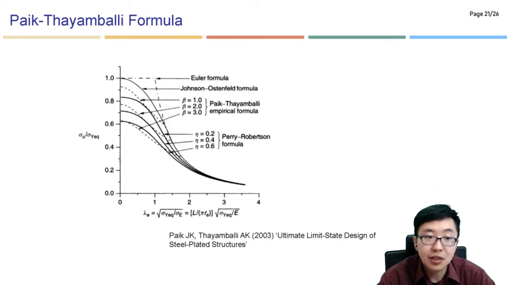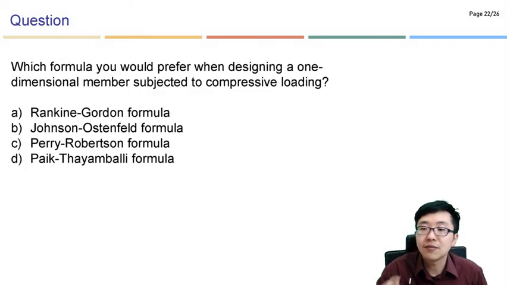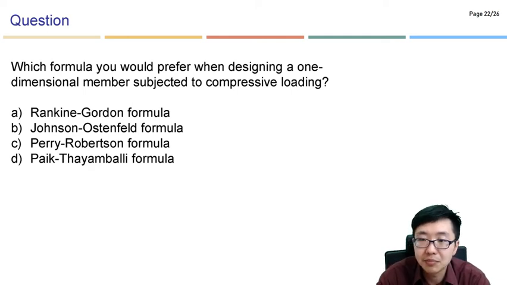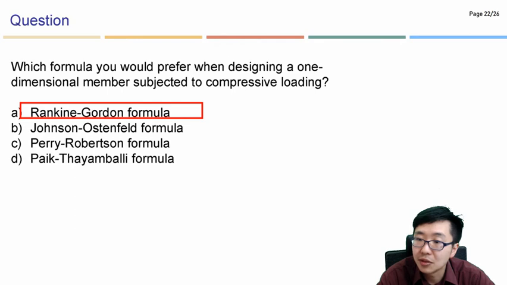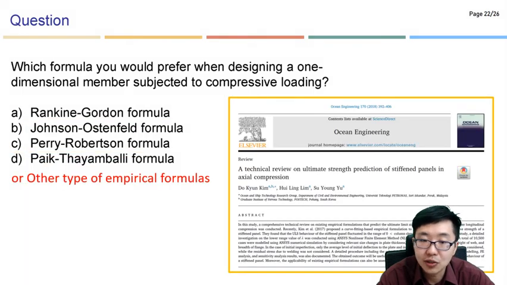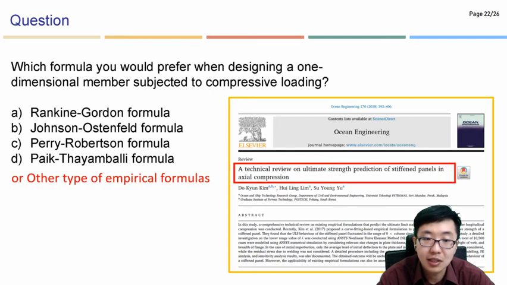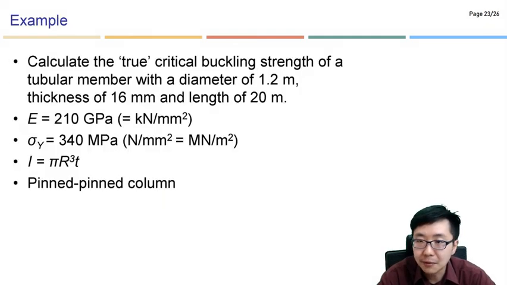Okay. So here, the Paik-Thayamballi formula, they have changed the beta, and they have compared it with Perry-Robertson, something like that. At the same time, we can ask which formula you would prefer when designing a one-dimensional 1D member subjected to axial compression. Of course, we have Rankine-Gordon or Johnson-Ostenfeld, Perry-Robertson, or the existing Paik-Thayamballi formula. At the same time, I have introduced a few more existing empirical formulas. I'd like to recommend you check this paper. You can see a few further empirical formulations as well as design formulas, and they have compared the accuracy as well.